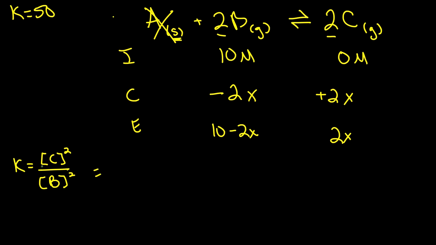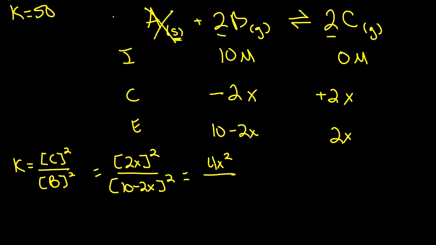So we plug in our equations at equilibrium into our formula. So concentration of C at equilibrium is 2x. And again, it's squared. Concentration of B at equilibrium is 10 minus 2x. And it is also squared. Now we can simplify this down. 2x squared becomes 4x squared. 10 minus 2x squared, looks like we need to FOIL that.